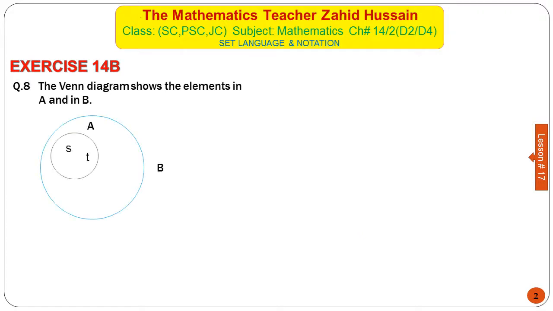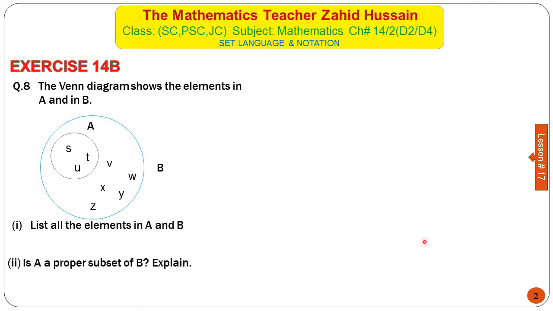This is question number 8 of exercise 14. The question is, the Venn diagram shows the elements in A and in B. There are two sets, set A and set B, which are represented by the Venn diagram. The first part asks you to list all the elements of set A and set B.